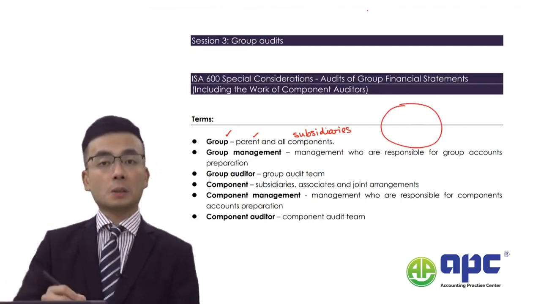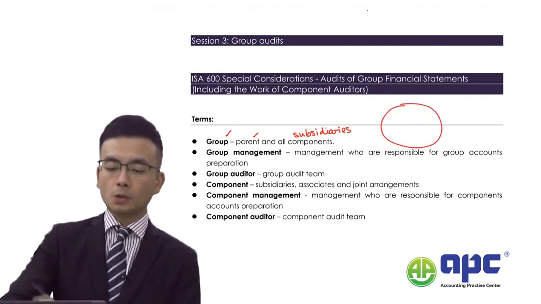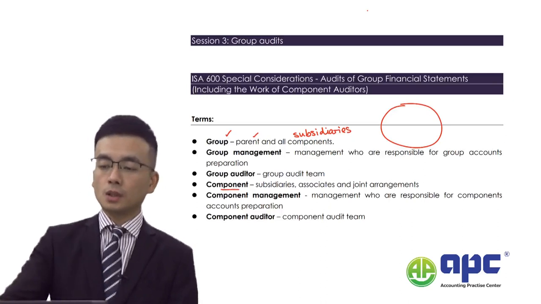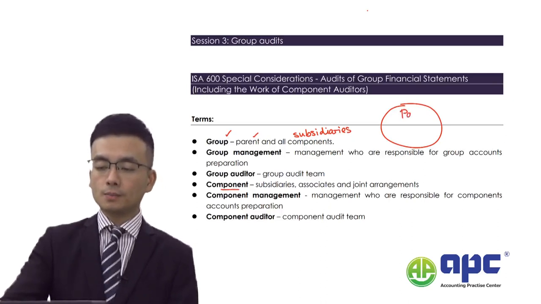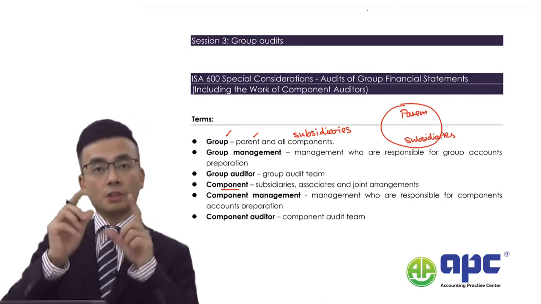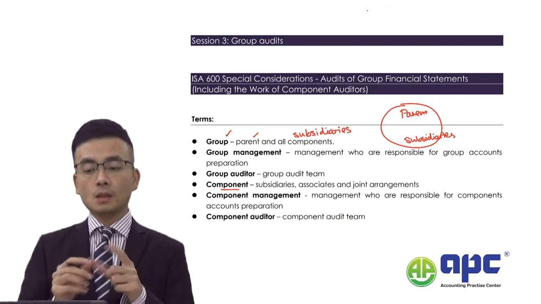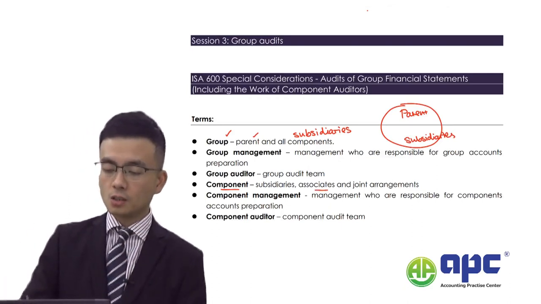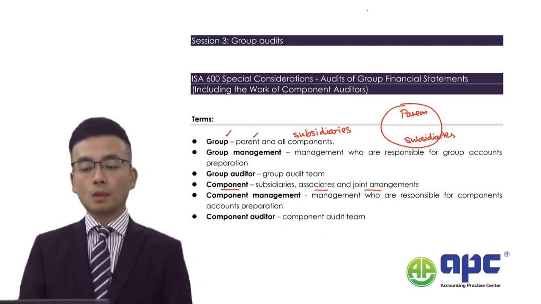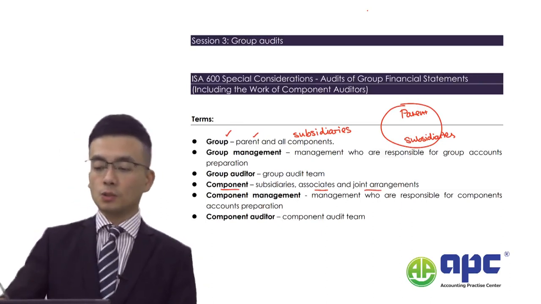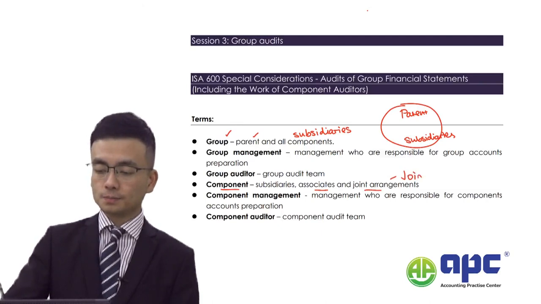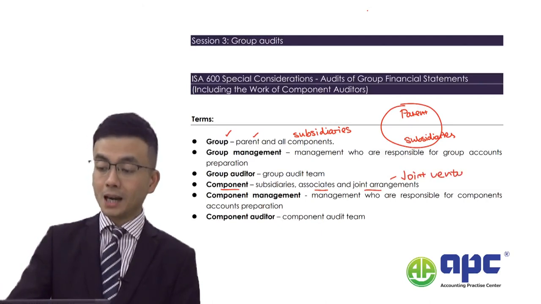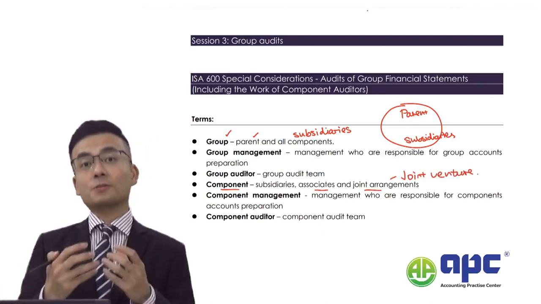So we are talking about component. Component includes the parent, subsidiaries. Only parent subsidiaries within a group. But components can also include associates, joint arrangement. So associate and joint arrangement, so for example, the joint venture would be outside the group. Okay, so that's very important there.